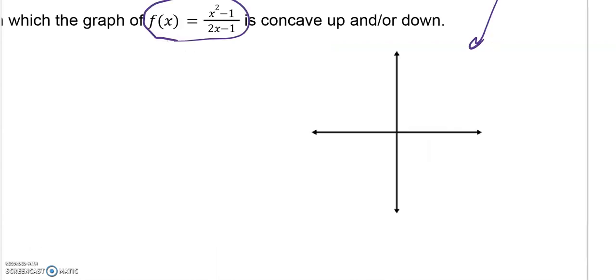First of all, if you just think about what the graph is going to look like, we know that there's a discontinuity where the denominator is equal to 0, which is at 1/2. So let's do x is equal to 1/2, and there's going to be an asymptote there.